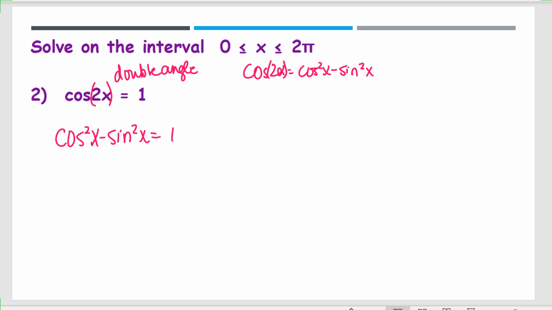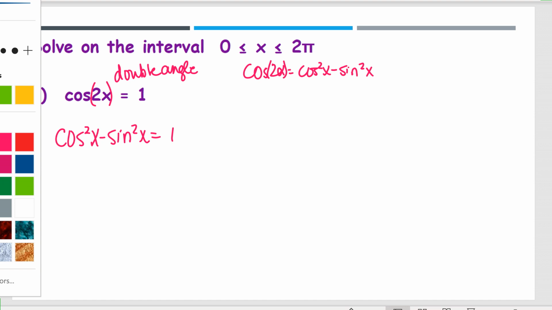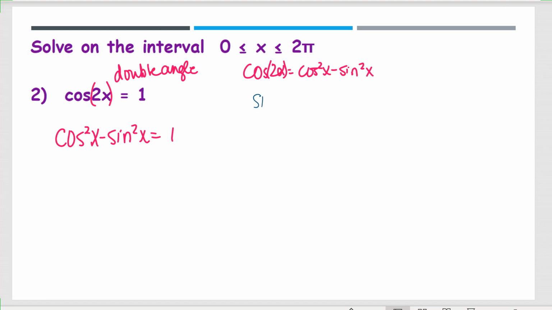So what we're going to have to do is use a different identity to help us get back to just having one term. So another identity is a Pythagorean identity. Sine squared plus cosine squared will equal 1. So our choice, it's whichever you choose. You can isolate the cosine squared term in the equation, or you can isolate the sine squared term in the equation. It truly doesn't matter.